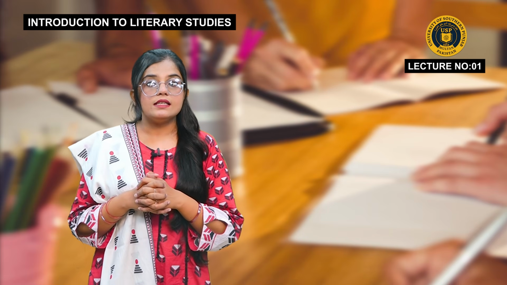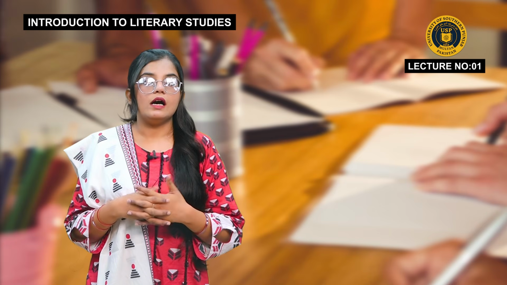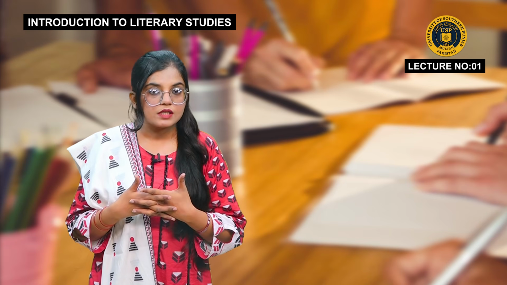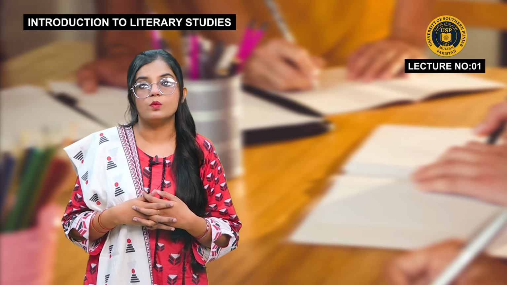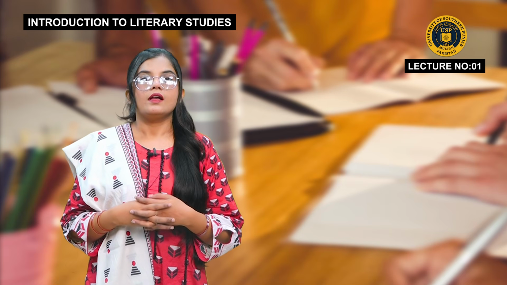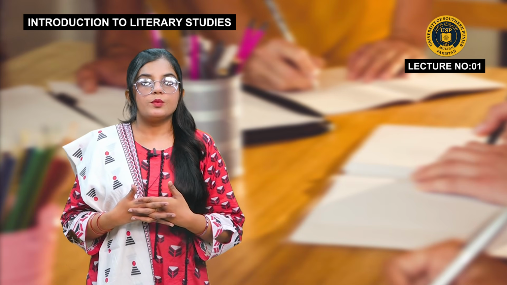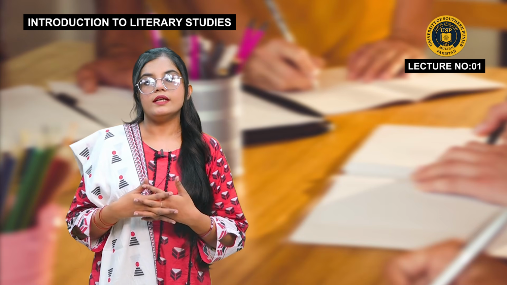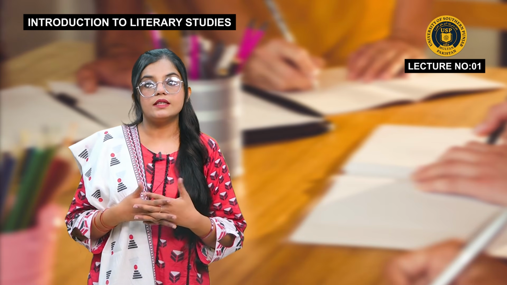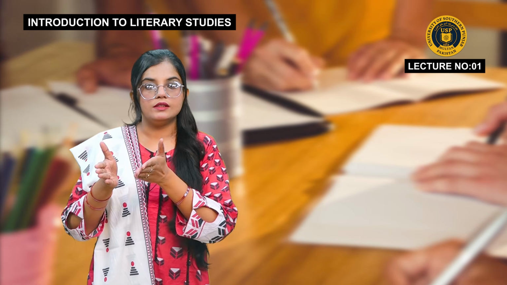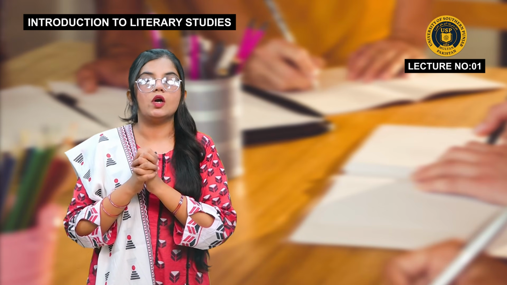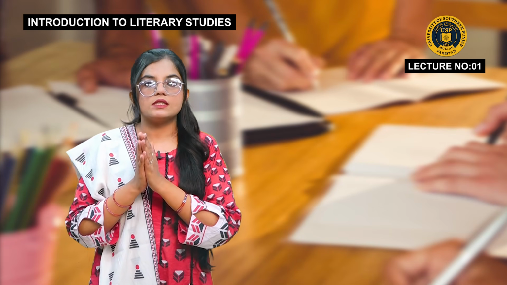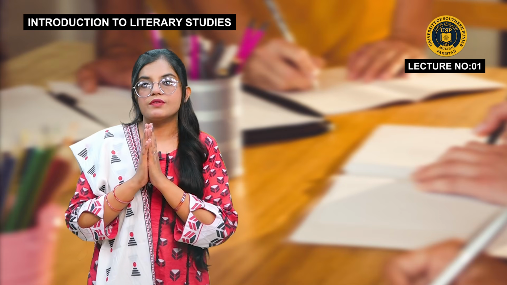Maintains consistency in tone and style. Avoid sudden shifts in tone or style that might disrupt the reader's engagement within the text. Organizes information logically, presenting information in a manner that makes sense to the reader, whether it's chronological, spatial, or by importance. So these are some of the basic characteristics of expository writing.